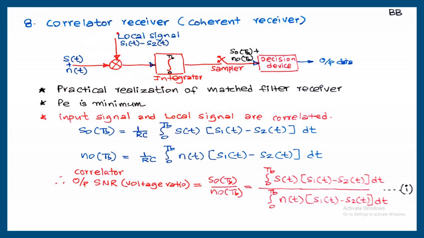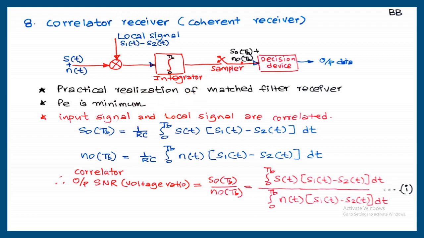In the previous topic, matched filter. Why was the filter known as matched filter? There is a matching between input signal and impulse response of the filter. Now from this we are going to write what is S0(TB). S0(TB) is equal to gain of the integrator 1 by RC, integrating 0 to TB, input signal S of t. Actually input signal is S of t plus N of t. Integrator is a linear system, so it can be taken separately. So S of t multiplied by S1(t) minus S2(t) dt. This is S0(TB). Similarly, N0(TB) is 1 by RC, integrating 0 to TB, second signal N of t multiplied with S1(t) minus S2(t) dt.